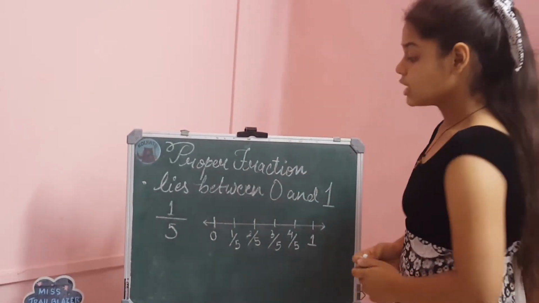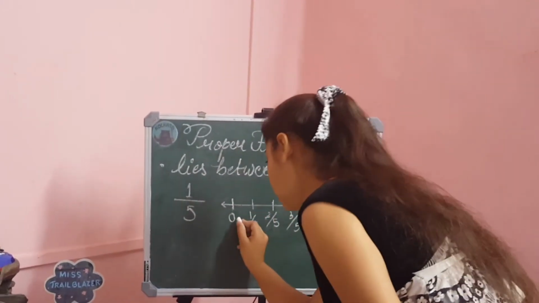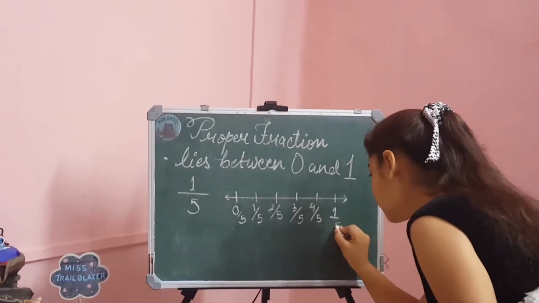Now, if you are wondering what is 0 and 1, well, 0 is 0 by 5 and 1 is nothing but 5 by 5.